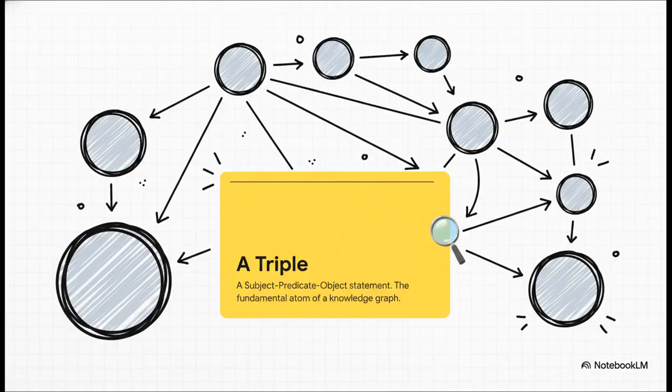And this three-part structure? It has a name. It's called a triple. And that is the atom we were searching for earlier. This is it, the single fundamental building block of a knowledge graph.